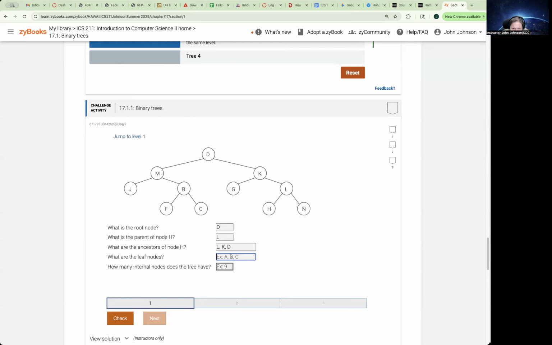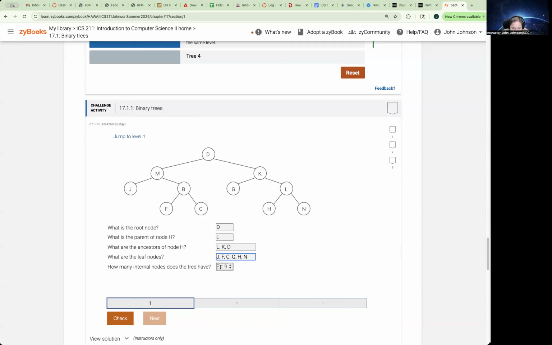Then what are the leaf nodes? I'm not sure if they're referring to the leaf nodes of everything in here, or I guess they are. So if we look at these, a leaf node is one that doesn't have any children under it. So we're going to say J, F, C, G, H, and N, because those are all of the leaf nodes that do not have any children.